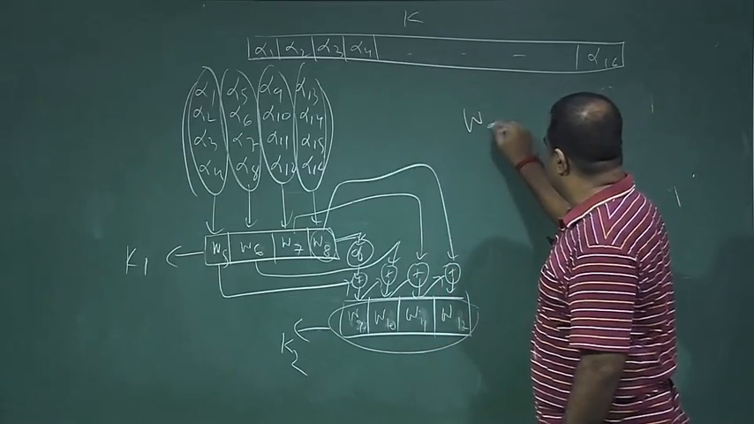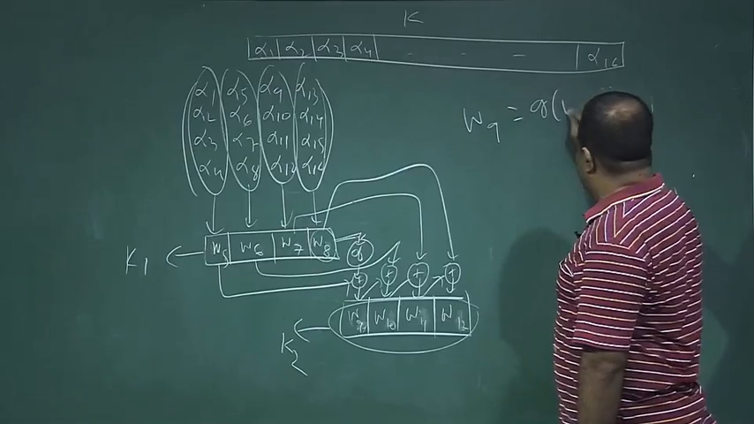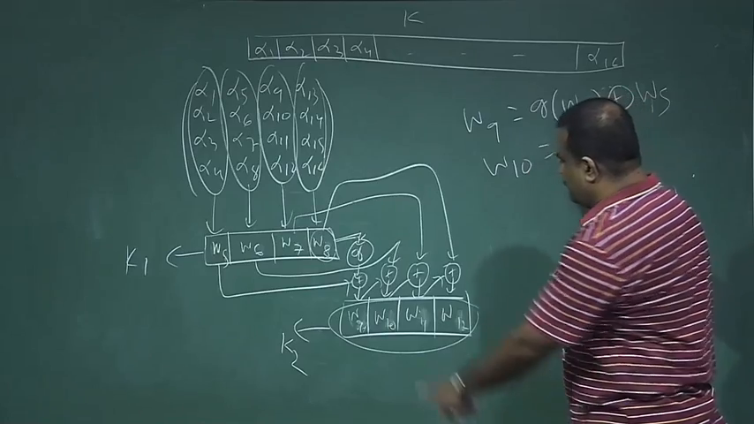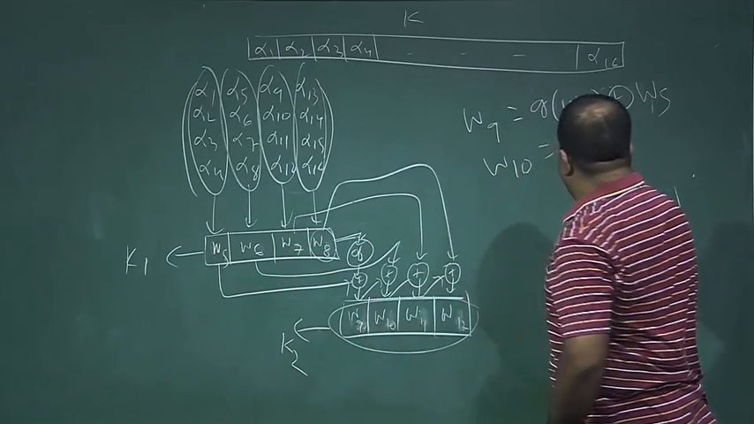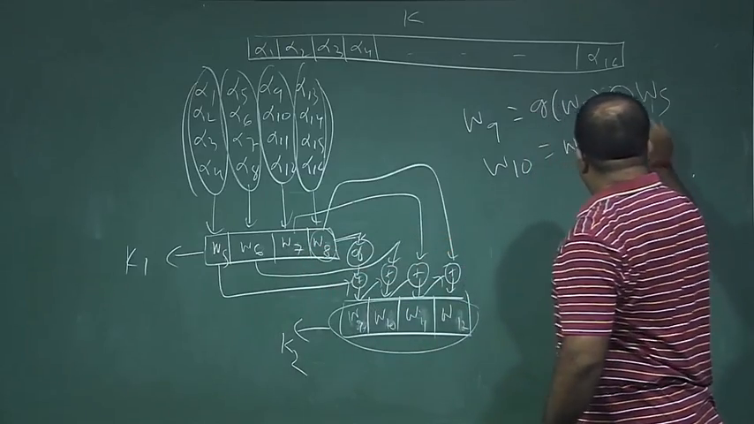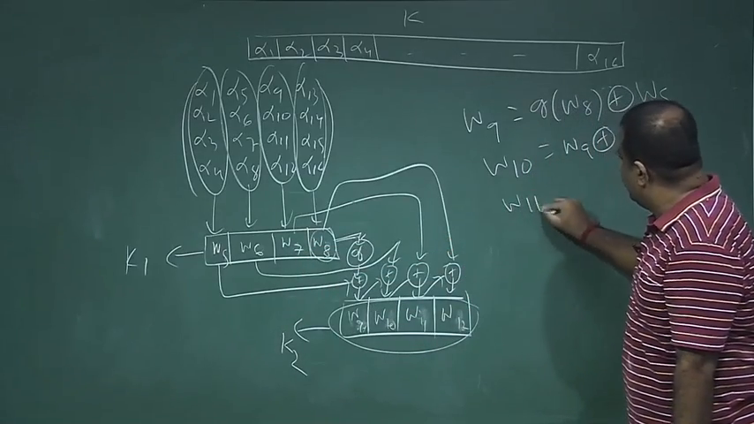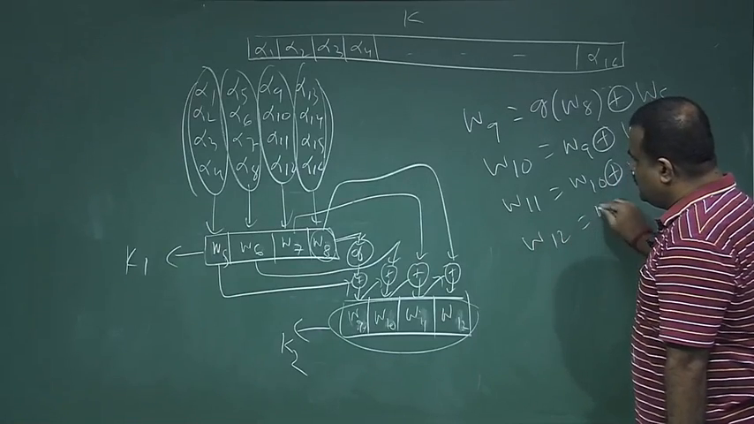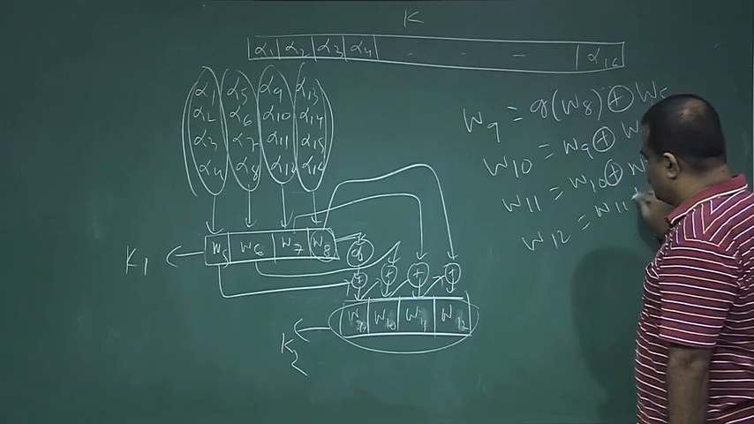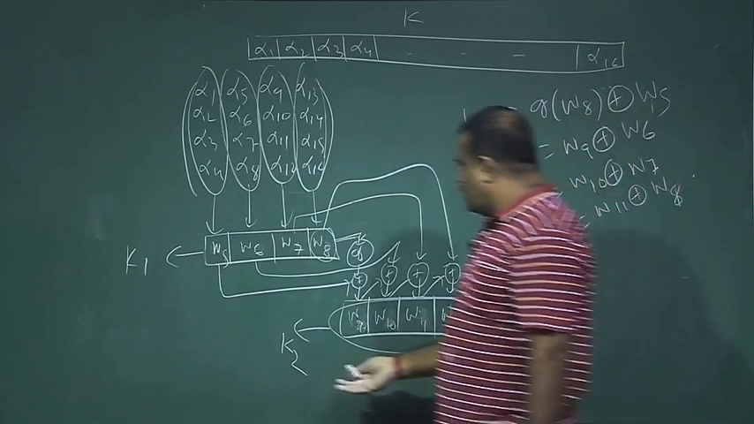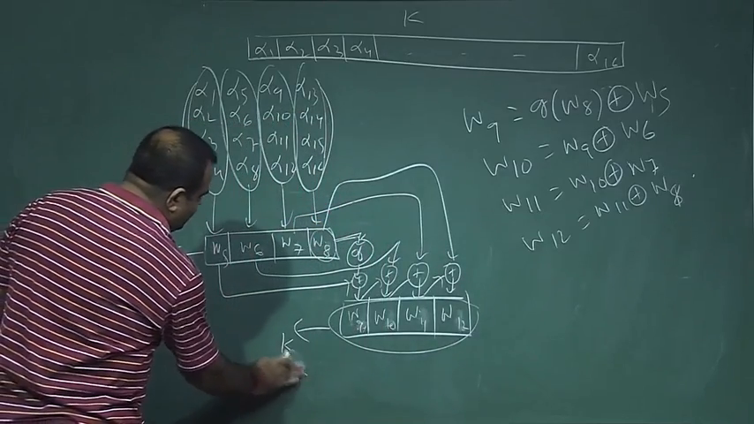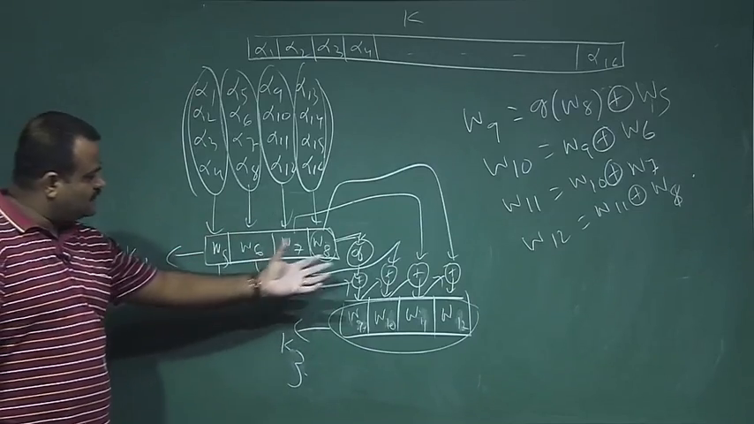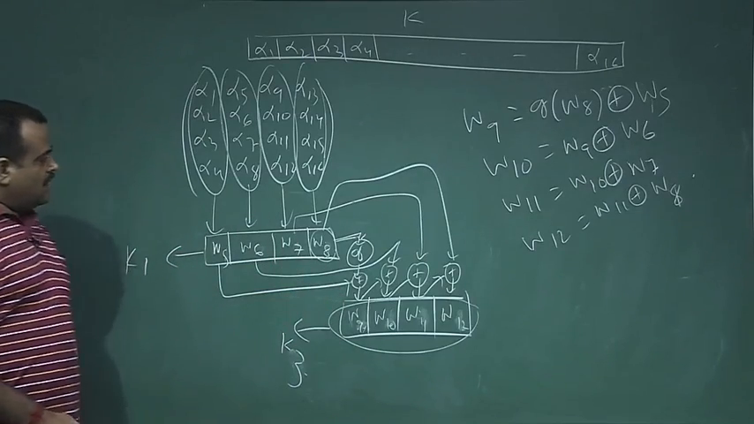So, basically W9 is we apply G on W8 and XOR with W5. Once W9 is calculated, W10 is W9 XOR with W6, W11 is W10 XOR with W7, and W12 is W11 XOR with W8. So we get our K3, and similarly we continue this process until we get K11. So, basically these W's give us the round keys.